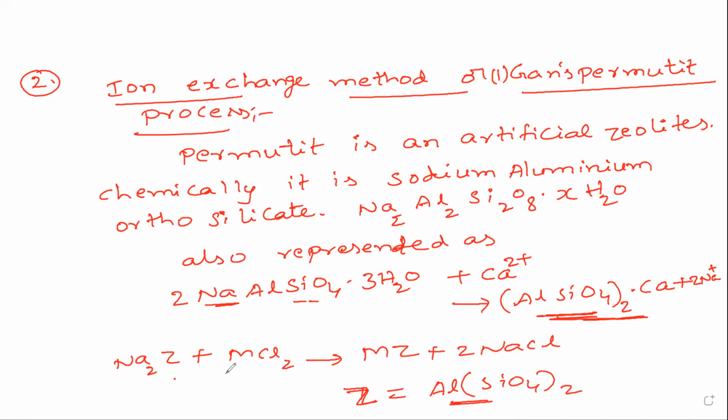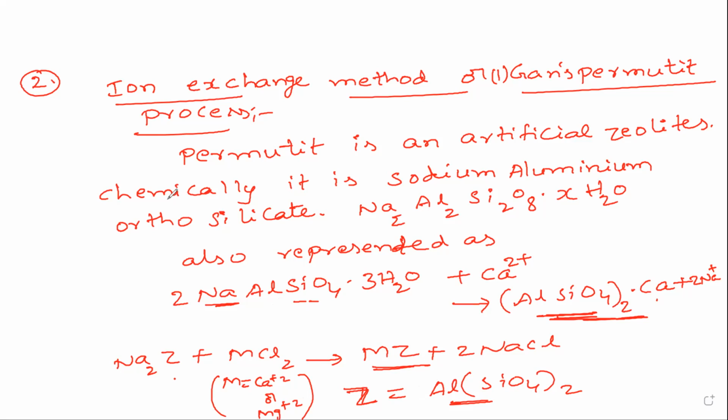M, where M is equal to calcium ions or magnesium ions. So M is equal to calcium or magnesium. So it forms MZ, that is Al2Si2O8 taken twice, plus 2 moles of NaCl, that is 2 moles of Na plus and Cl minus. In this way, magnesium ions and calcium ions are formed as an insoluble complex compound, a precipitate.